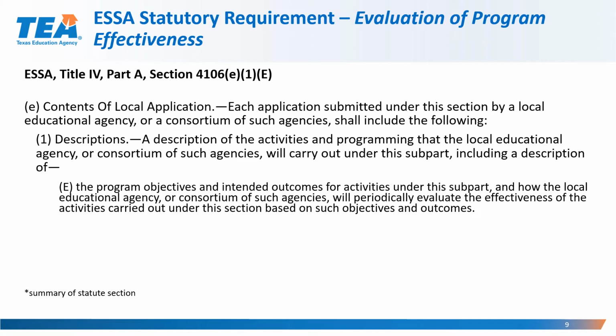The ESSA Title IV Part A, Section 4106(e)(1)(E) citation states, each application submitted under this section by an LEA or a consortium of such agencies shall include the following: a description of the activities and programming that the LEA or consortium of such agencies will carry out under this subpart, including a description of the program objectives and intended outcomes for activities under Title IV Part A, and how the LEA or consortium of such agencies will periodically evaluate the effectiveness of the activities carried out under Title IV Part A based on such objectives and outcomes.